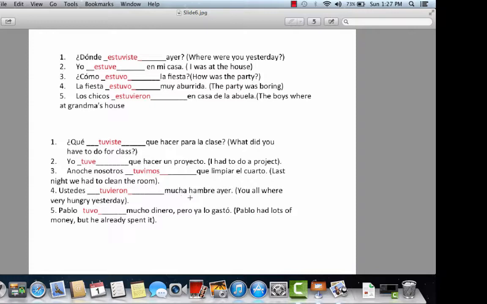Ustedes tuvieron mucha hambre ayer. The subject is you all, so the form is third person plural. Pablo tuvo mucho dinero, pero ya lo gastó. Pablo had a lot of money. Pablo is the subject, third person singular.